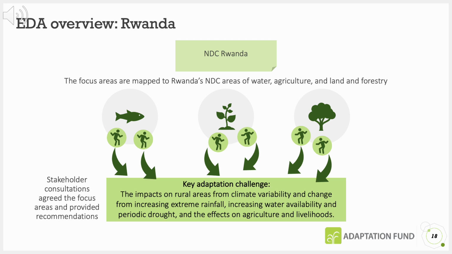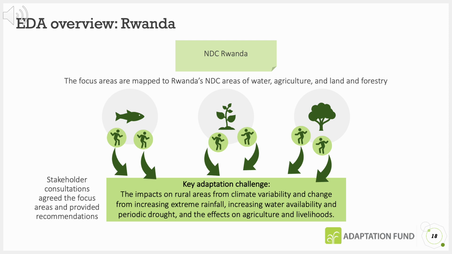The resulting challenges that this proposal seeks to address are impacts on rural areas from climate variability and change from increased extreme rainfall, increasing water availability and periodic drought, and the effects on agriculture and livelihoods.